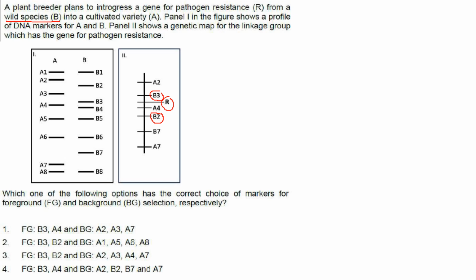Now what is background selection? Background selection is somewhat the opposite, where the breeder selects plants that have marker alleles of the recurrent parent. Here the recurrent parent is cultivar variety A, in all the genomic regions except the target locus. So it can be A2, it can be A4, it can be A7.